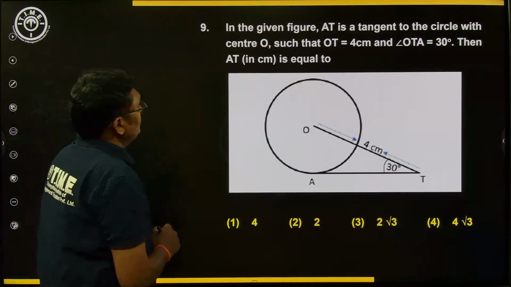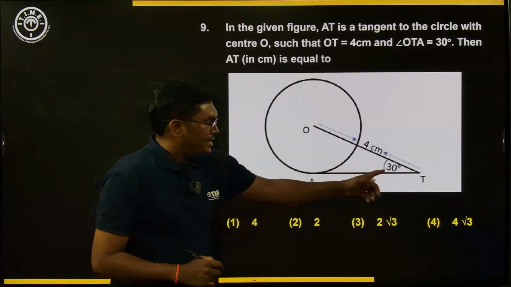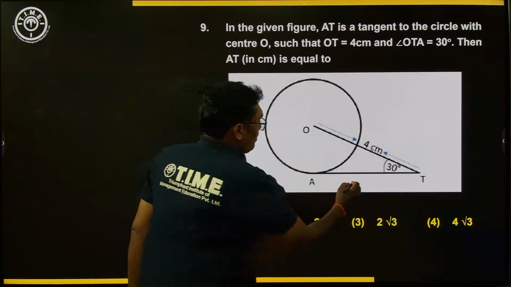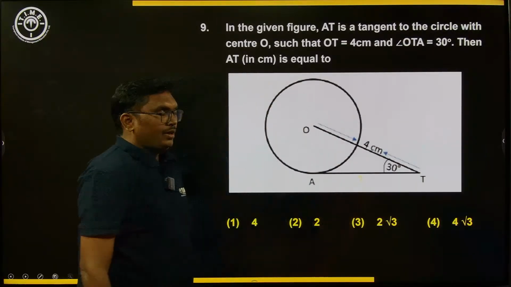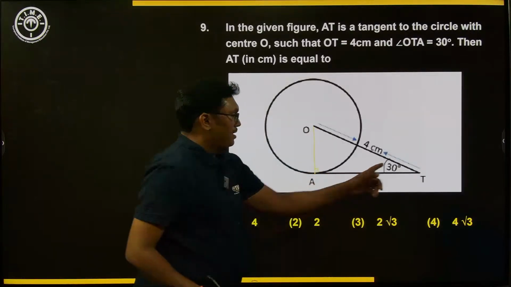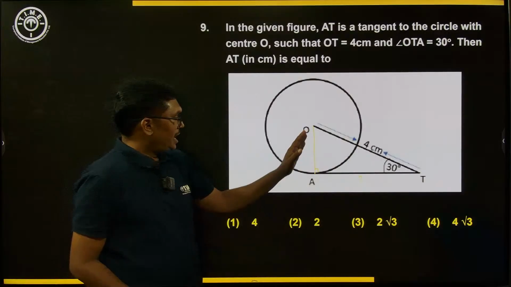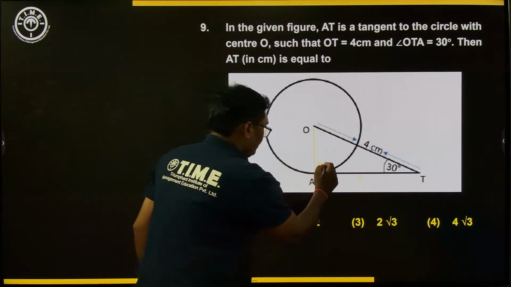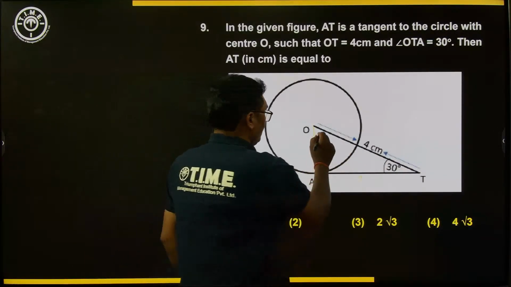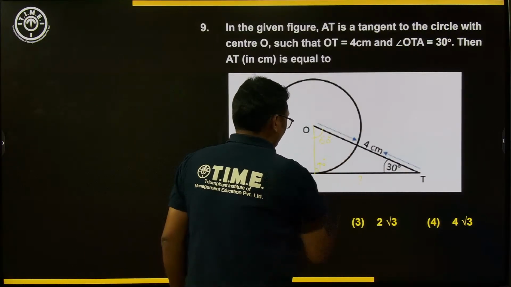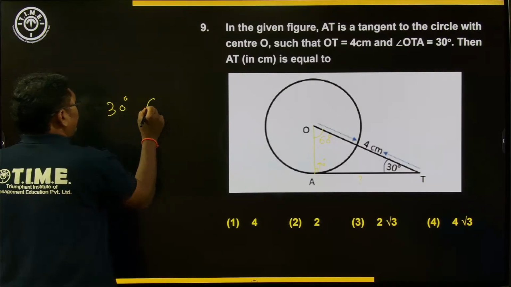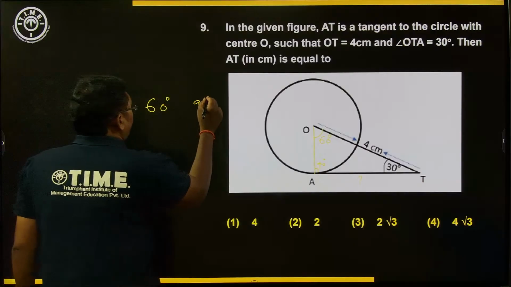Next. The circle is given, AT is a tangent, and OT is 4 centimeters. You have to find the value of AT. Okay, if you join these two, this is a tangent and this is a radius. The angle between tangent and radius is 90 degrees, so it forms a right angle triangle. This is 90, this is 30, so this should be 60 degrees. So the angles are 30 degrees, 60 degrees and 90 degrees.